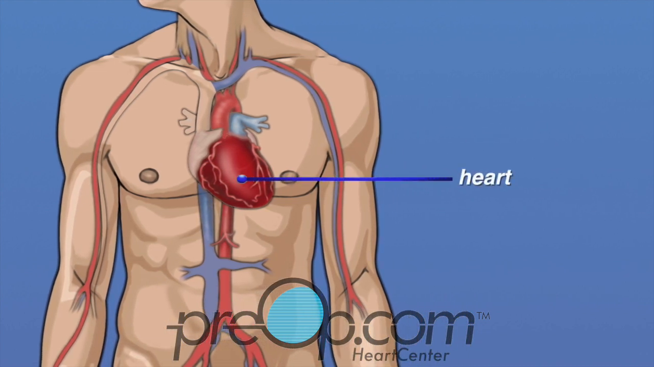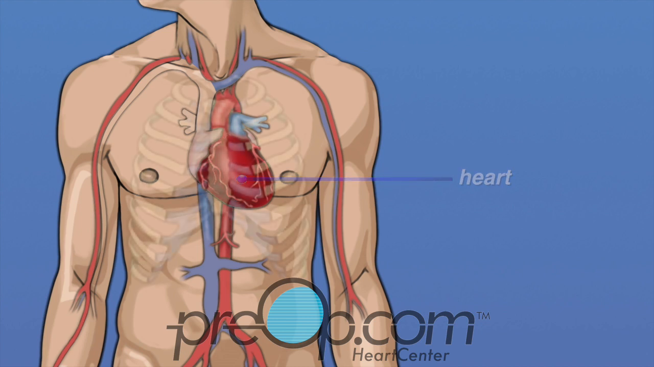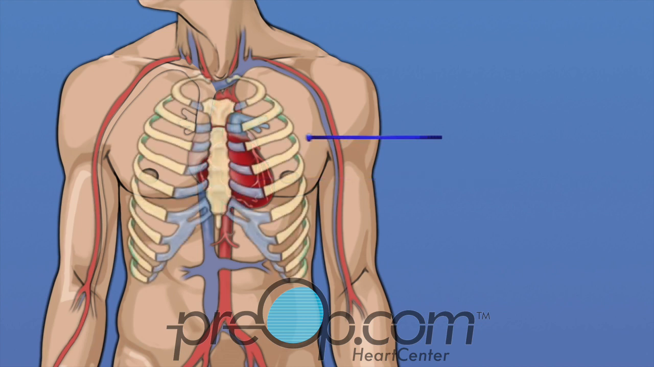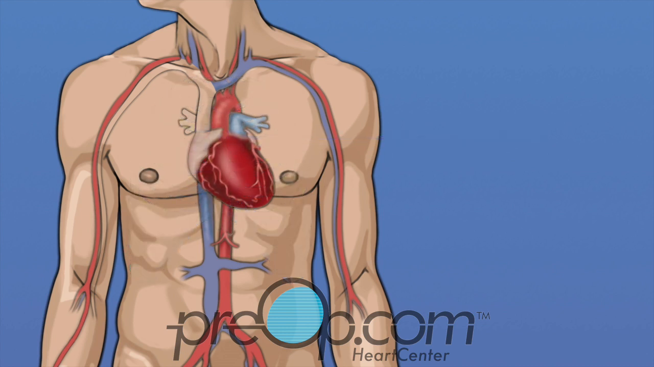The heart is in the middle of the chest, under the ribs. It is protected by the sternum, also called the breastbone. The heart is a muscle that pumps blood to all parts of the body through blood vessels called arteries. Veins are vessels that carry blood back to the heart. The aorta is the largest artery in the body.